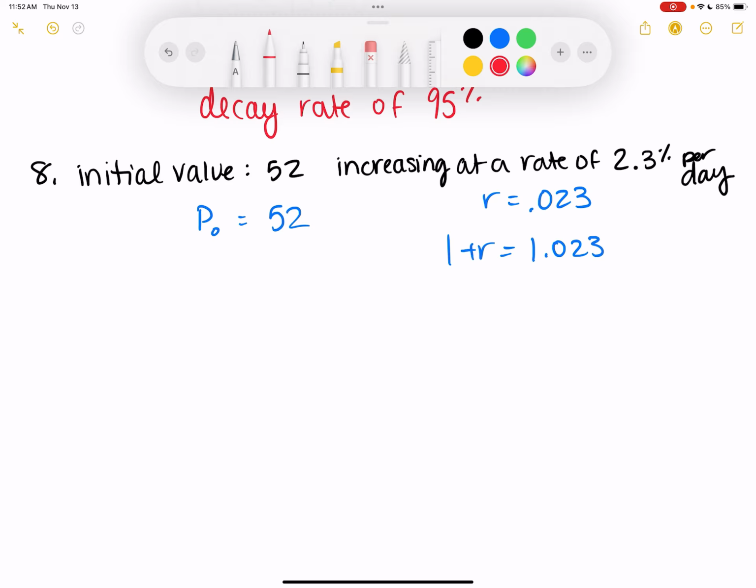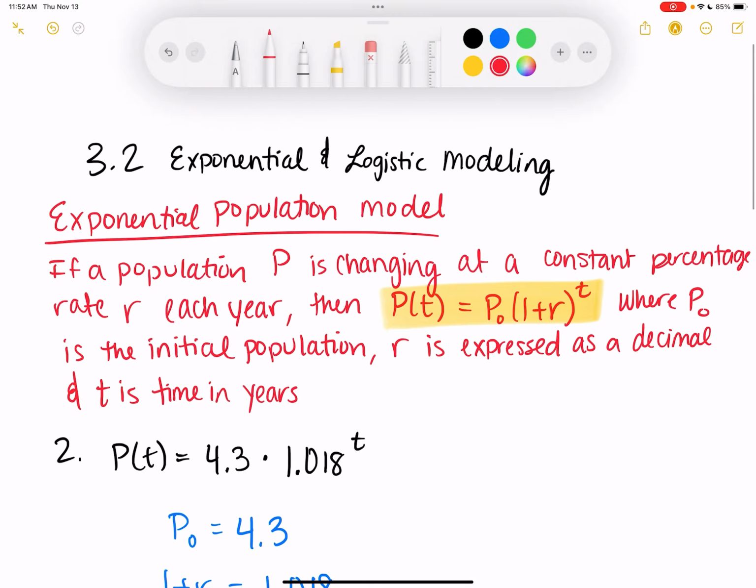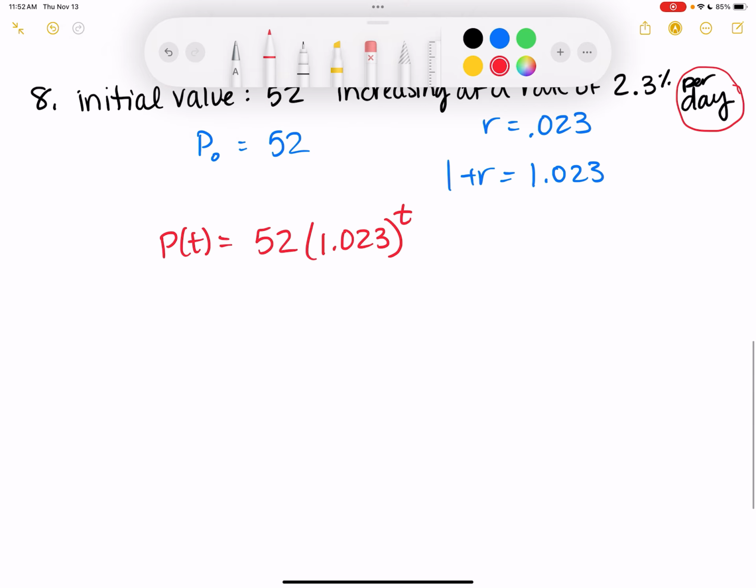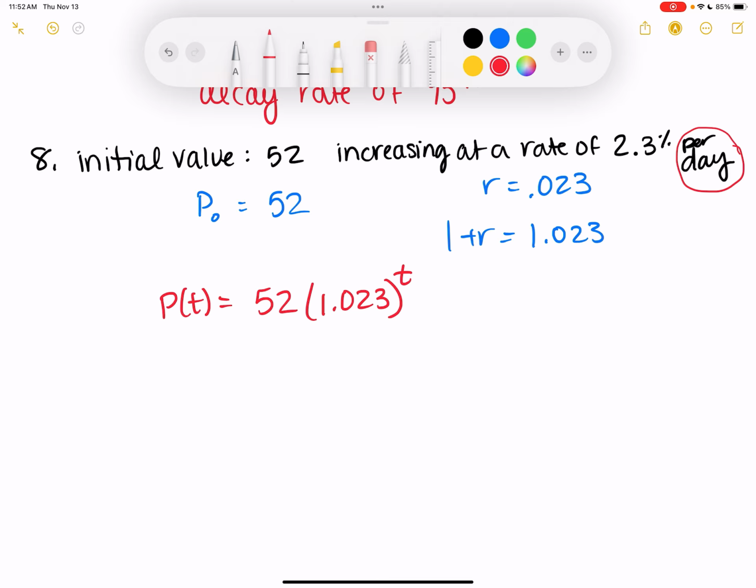So to write the equation, I have P of T is equal to 52 times 1.023 raised to the T. Now, it's important to take note that it says per day. When we initially wrote our stuff at the top, given the situation, it was per year. T is just whatever units they tell you. Okay, so in this initial thing, it was in years. However, this is giving us everything in days, so T would be in days if you were actually solving this equation, which we'll be doing in a little bit.